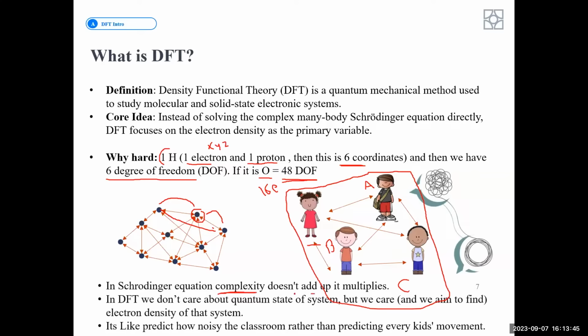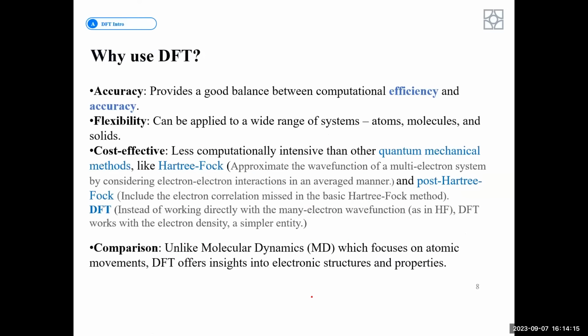Complexity doesn't add up. So when we are adding one more electron, we are not simply doing a plus equation. We are not doing summation in mathematics. We are actually multiplying, because each electron would be interacting with all other electrons. So this is why it's really complicated. In DFT, we don't care about the quantum state of the system, but we aim to find the electron density of the system. Again, this is like how we can refer to the classroom being noisy or not.